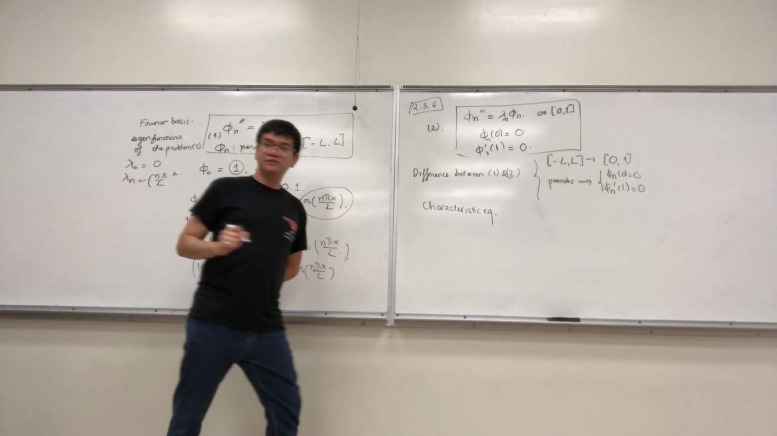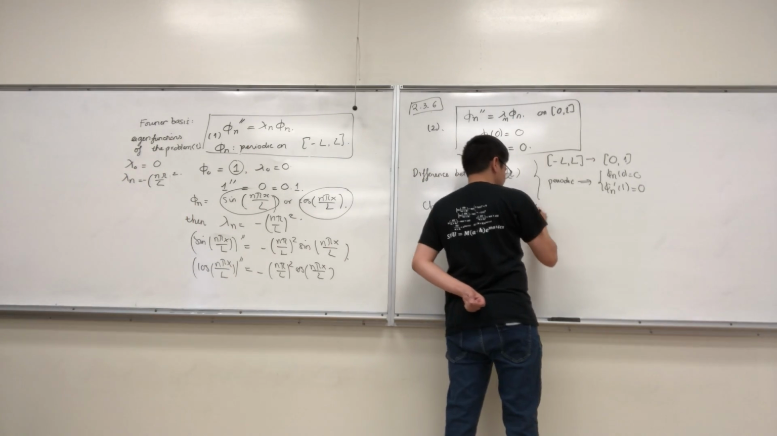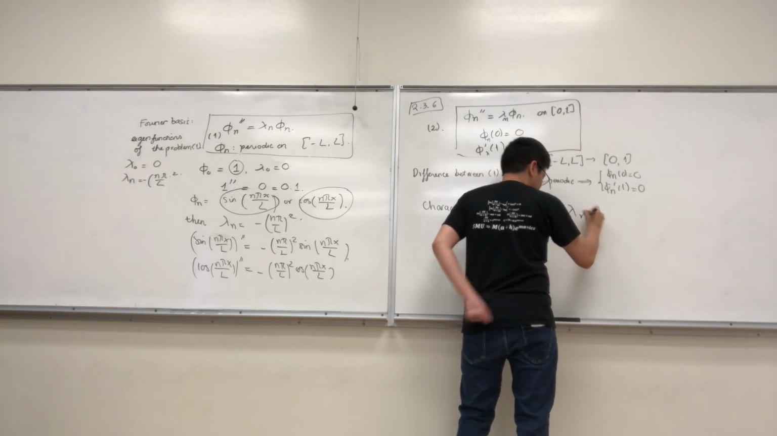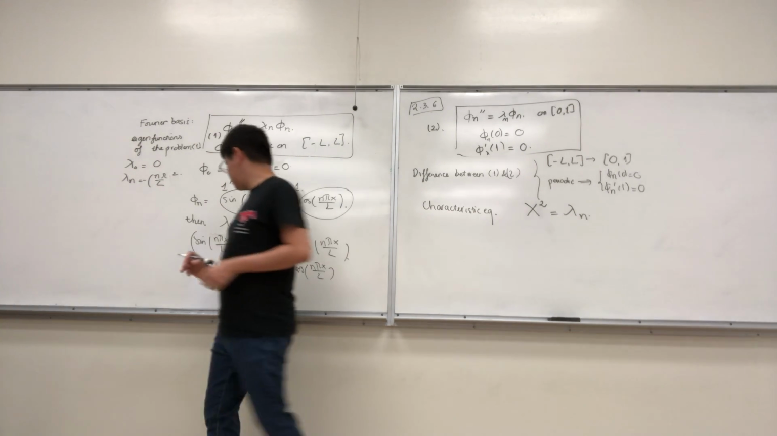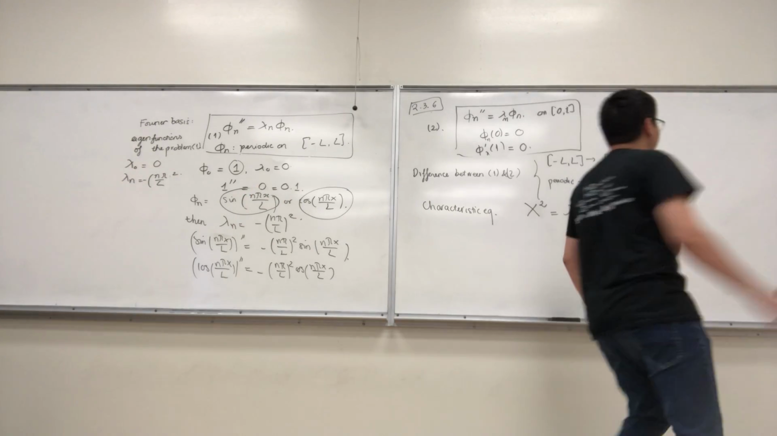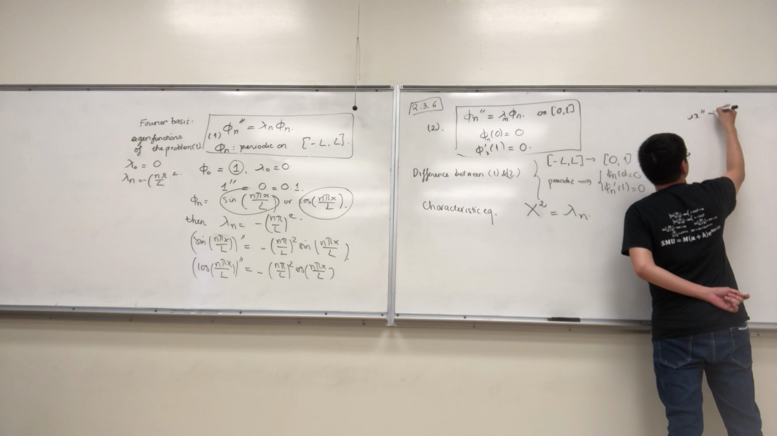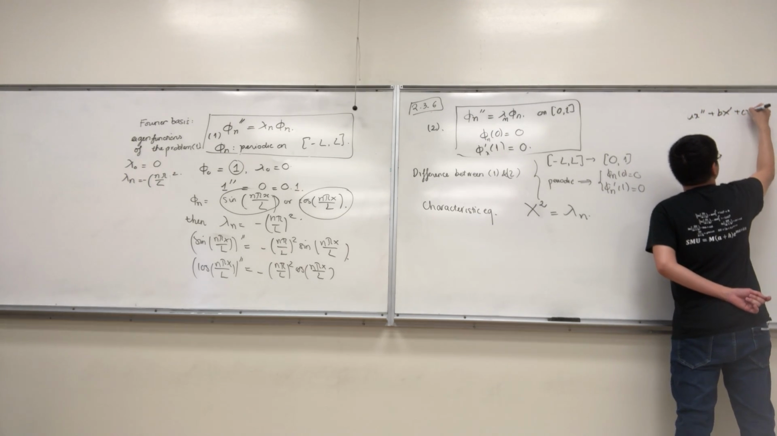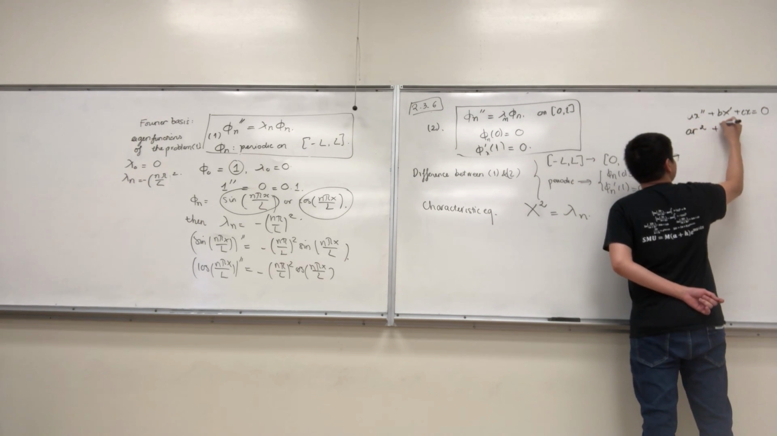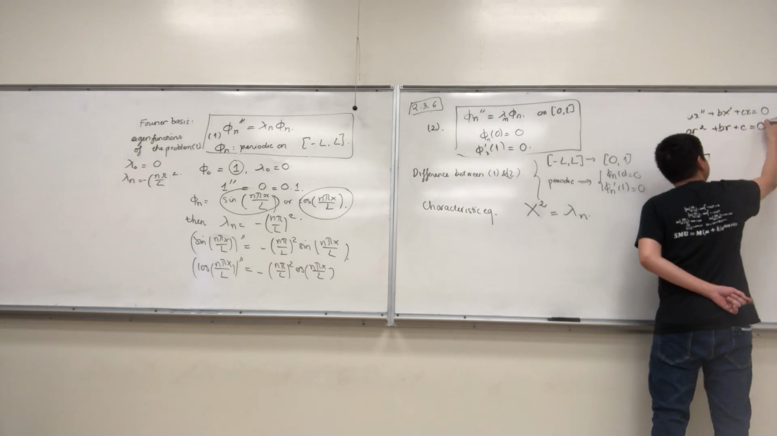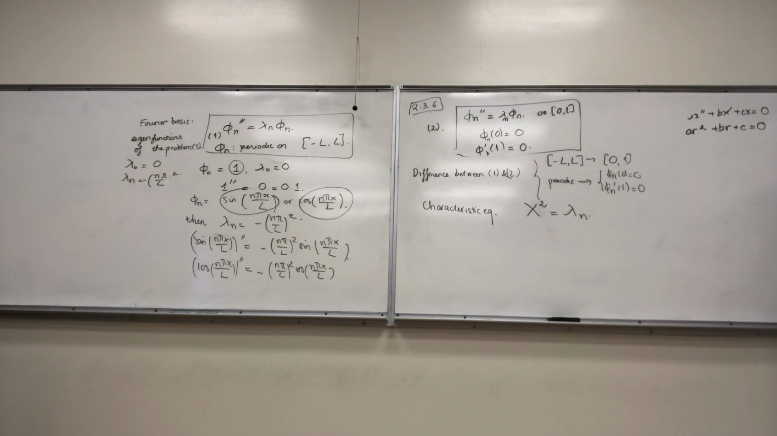Right? So the characteristic equation of this equation is x squared is lambda n. All right? So I remind you that, suppose that you have a second order differential equation, right? Then the characteristic equation is a r squared plus b r plus c is 0, right? And this is a second order differential equation with constant coefficients, and this is homogeneous, right?